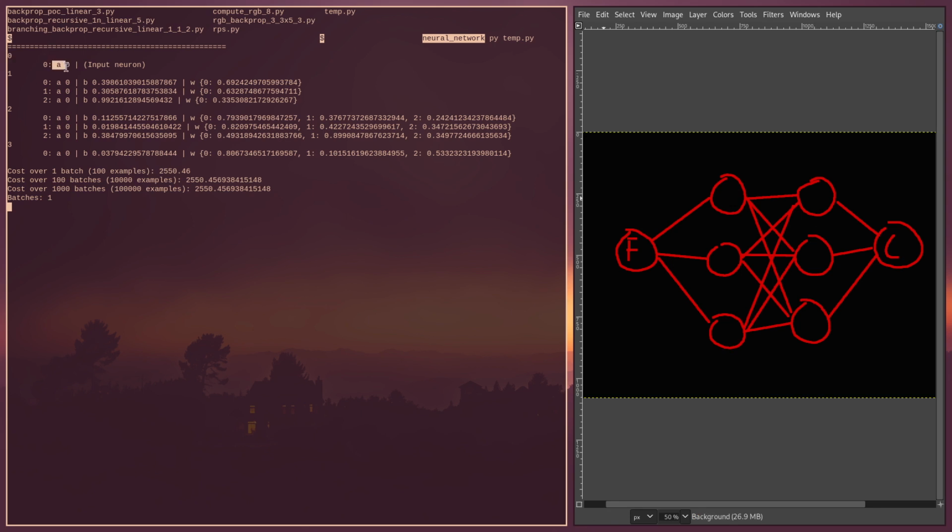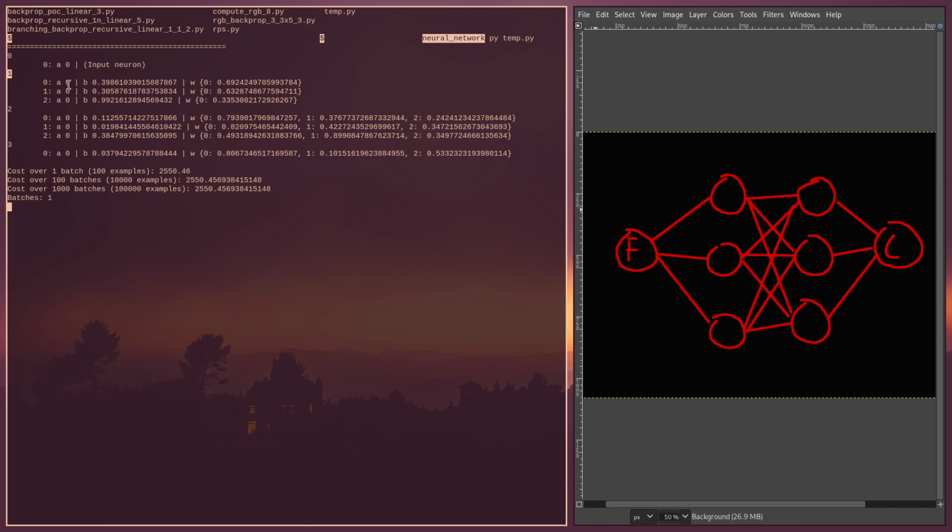For 0, it shows A0, and then it just writes input neuron. So these A values represent the activation. That's what value is at that neuron. And here for the input, the value is 0, which means for this example, the temperature is 0 degrees Fahrenheit. And this one is just an input neuron, so that's all it says.